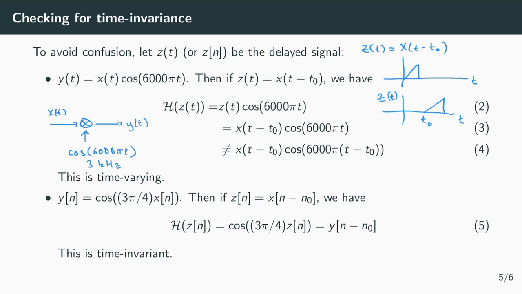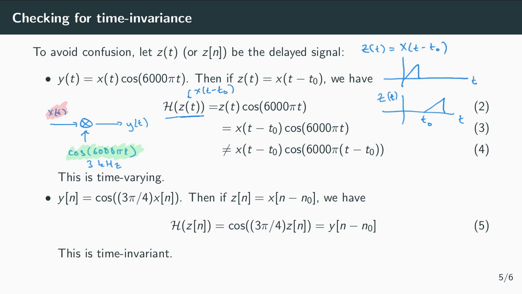So now what happens if I delay x of t? Well, I'm delaying the x part, the input part, right? This input part is getting delayed, but this cosine part is not getting delayed, right? This cosine part exists independently of the input. So what does that mean algebraically when we try to do things? Well, if I say I'm going to apply h to x of t minus t naught, right? So this, remember, is x of t minus t naught. But I'm going to keep it as z of t so that I don't get confused.